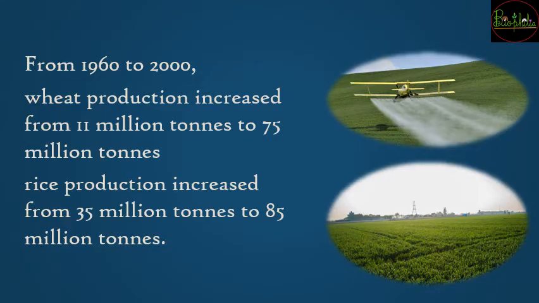Now from the 1960s to 2000, actually production कितना increase हुआ, that was because of the green revolution. So it had increased from 11 million tons to 75 million. So you can imagine from 11 to 75 million, you can see how many folds the production has increased. So that was one of the objectives, to increase the yield of the crops. So yield तो increase हुआ है definitely from 11 to 75. So it is almost 7 times the production has increased.